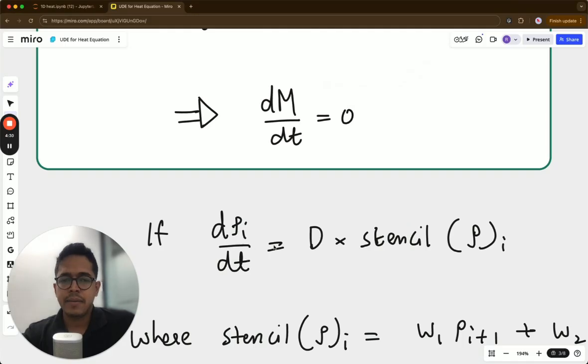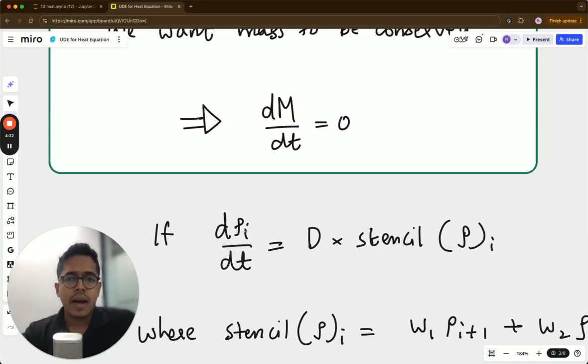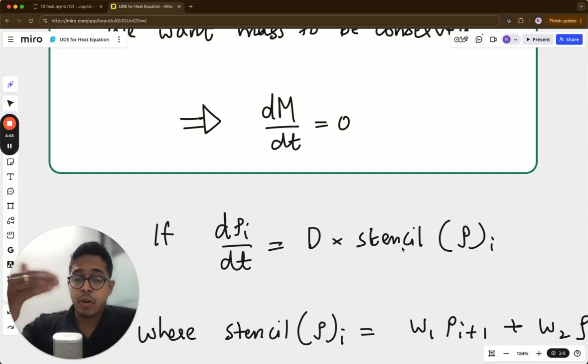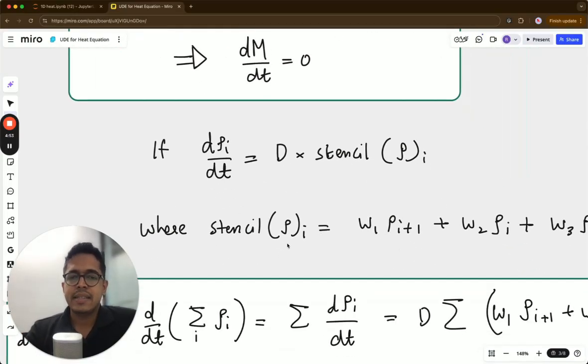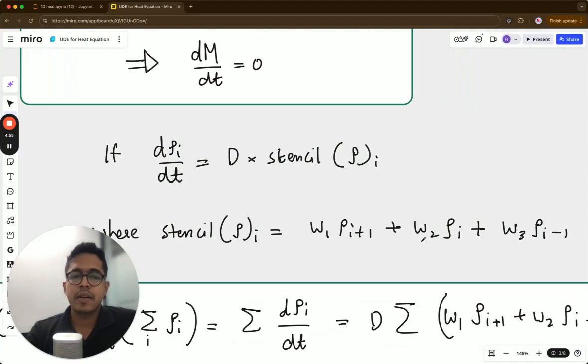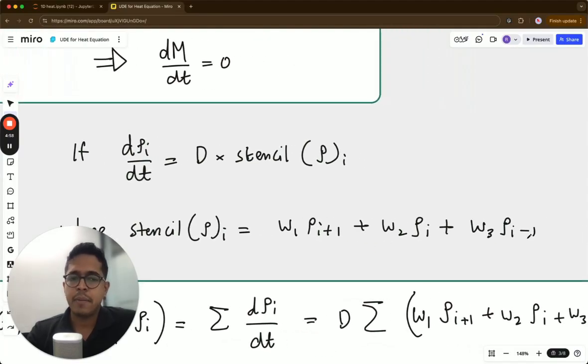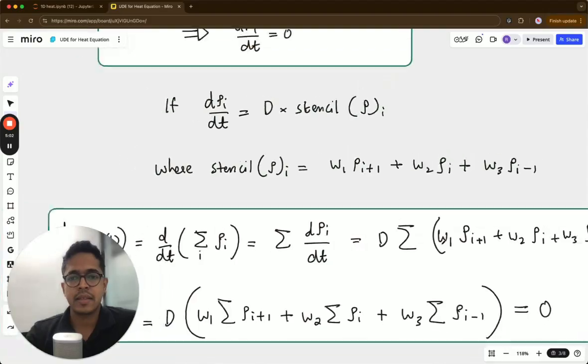So d by dt of rho should be, and this is d by dt of density, not temperature. So here, for a moment, we are ignoring the temperature. We are looking at density and mass. So d by dt of rho should be some kind of mass diffusion term multiplied by stencil. So this is exactly what we were formulating, right? For the temperature problem. Here we are doing it for the density problem. And stencil is nothing but W1 rho I plus 1 plus W2 rho I plus W3 rho I minus 1. This part is fairly straightforward from our previous discussions.